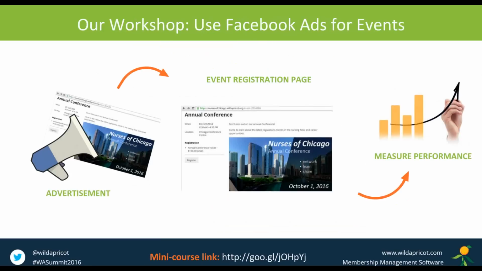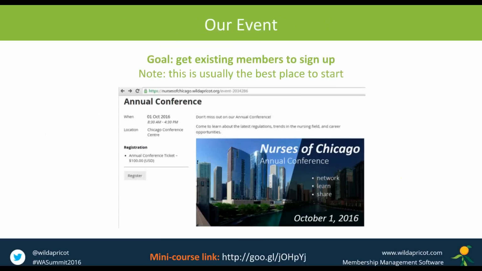Okay. Cool. So again, this is our event, which is an annual conference for the nurses of Chicago. And our goal is to get existing members to sign up. And I'm sure when people are hearing me say existing members, it's like, well, I can contact my existing members using my email campaigns within Wild Apricot or whatever software I'm using.